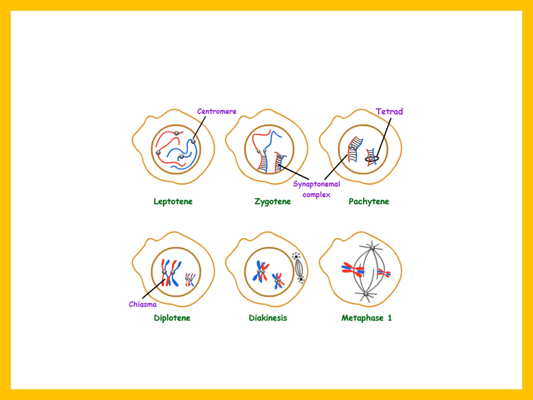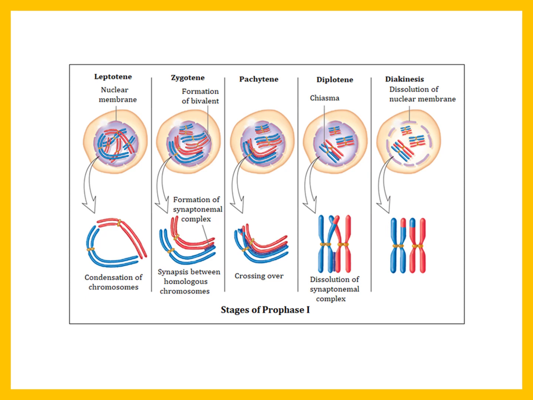And then in the metaphase stage, the chromosomes with the exchanged segments are arranged on the equatorial plane. By the time diakinesis gets completed, the nucleolus and nuclear membrane disappear. Then in the metaphase stage, chromosomes are arranged on the equatorial plane and held by the spindle fibers. The same is shown in the diagrammatic representation: leptotene, zygotene, pachytene, diplotene and diakinesis.